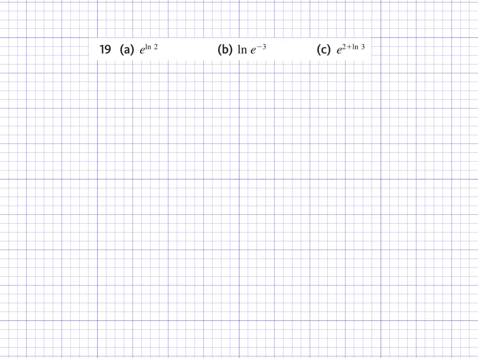All right, so natural log is the same thing as your logarithm. So logarithm is base 10, natural log is base e. So on A here, we have e to the log base e of 2. If that's how you want to think of it, that's okay. You can rewrite it. So the answer here is just going to be 2. For B, again, that's base e. So if those are the same, then that's negative 3.